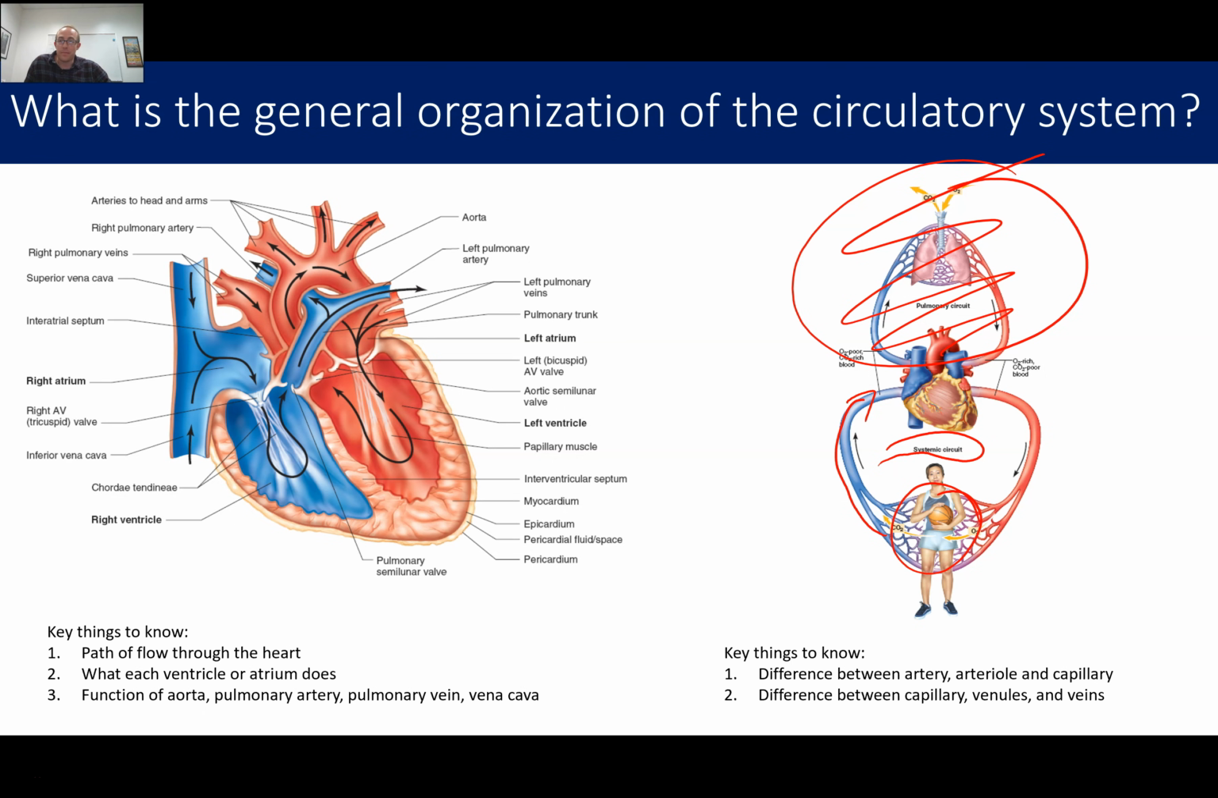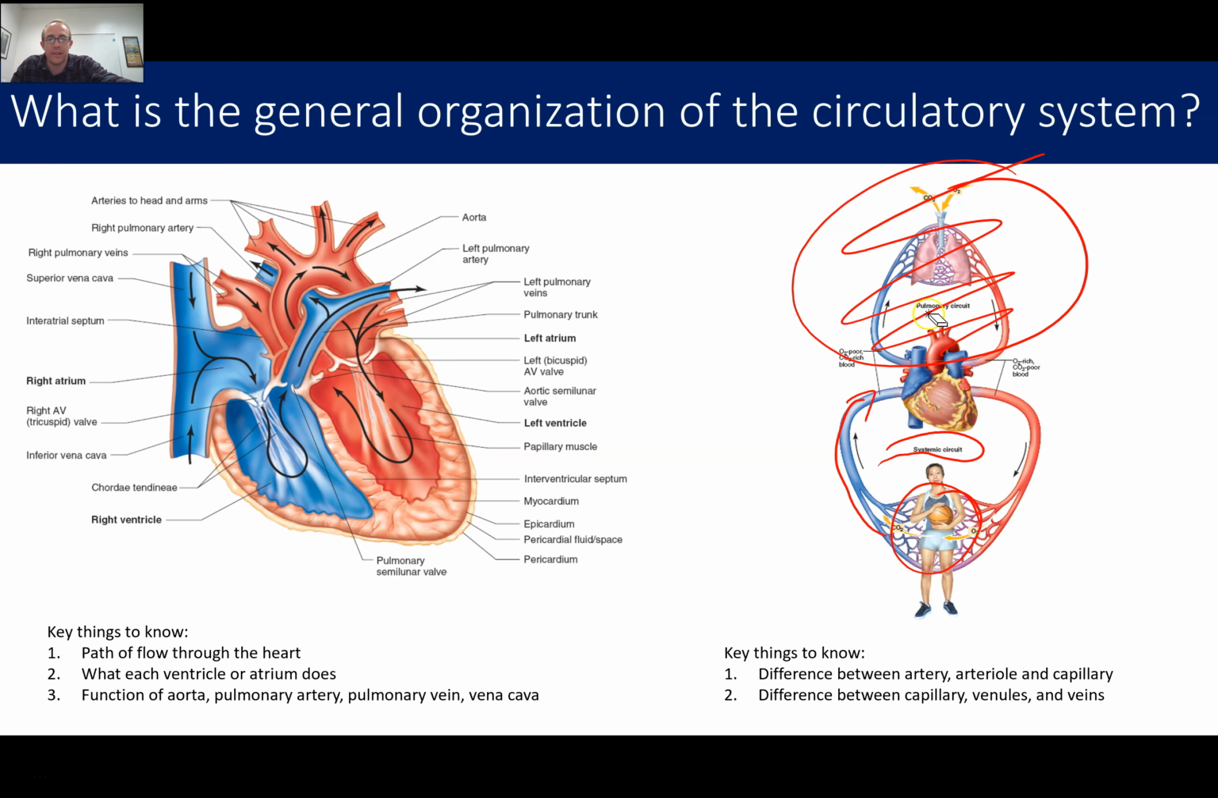The veins are floppy. They're often called capacitance vessels, meaning that they can expand or collapse depending on if you need blood to be stored there. They have the capacity to expand and store more blood. So the veins are floppy, and they take deoxygenated blood back to the heart.